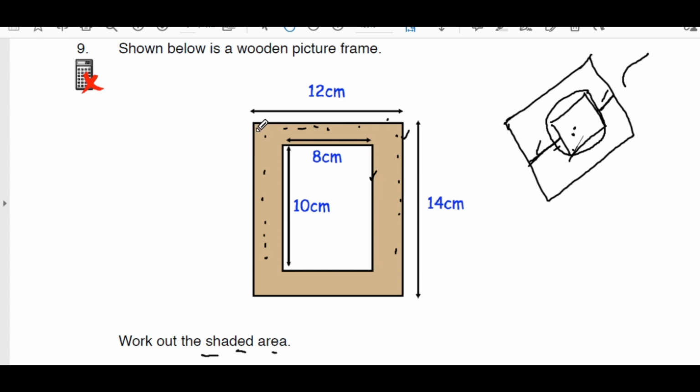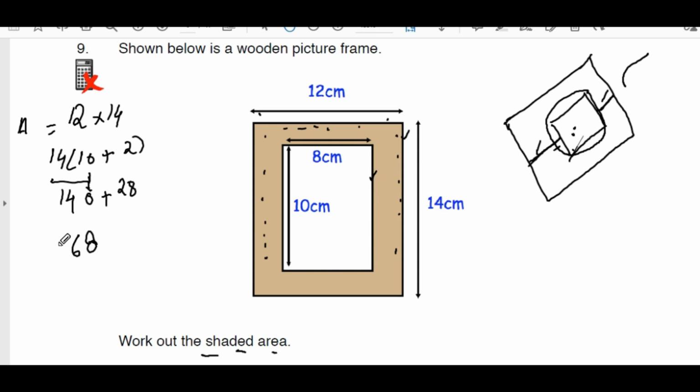First you need to find the area of the big rectangle. The big rectangle has sides 12 and 14. So the area will be 12 times 14. Same way, you choose 10 plus 2 and multiply them. 0 will be copied down and 1 times 14 is 14. In the same way, 2 times 14 is 28. Then add them up and you will get 168 centimeters squared, which is the area of the big rectangle. All right, so we got the area of the big rectangle, and now we need to find the area of the small rectangle, which is 80 centimeters squared. 10 times 8 is 80.